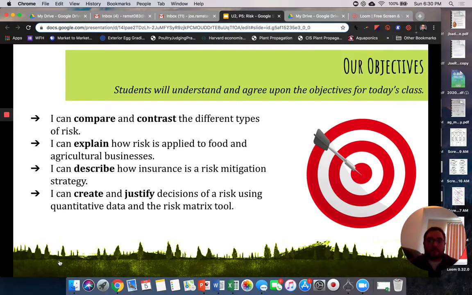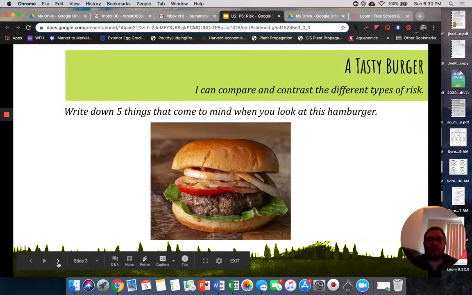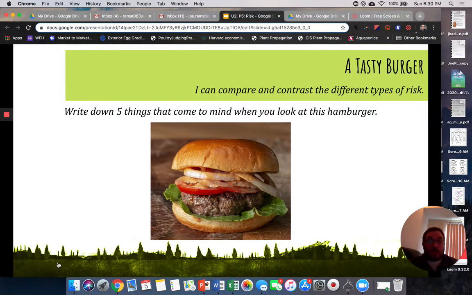Okay, all right. So the first thing, as promised, we have this nice, tasty picture of a burger. After I give instructions, I want you to hit pause, take out a piece of paper, open up a blank Google Doc, and write down at least 5 things that come to mind when you look at this hamburger. These can be any 5 things that you think of when you look at this burger. So go ahead, hit pause, and we'll reconvene.